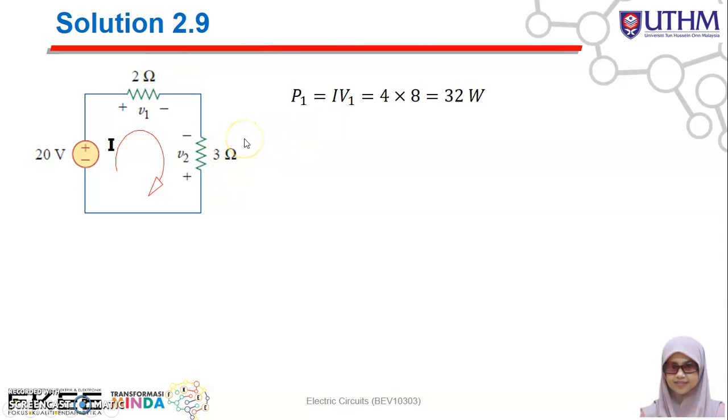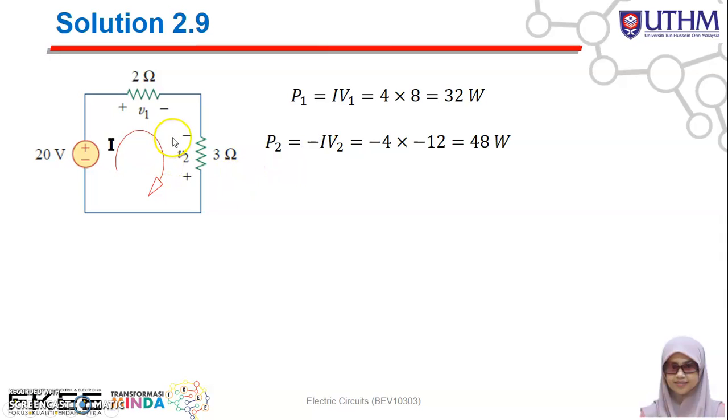Next, we need to calculate the power dissipated by each of the resistors. So in this case, you can either use the formula P equal to IV or P equal to I squared R or P equal to V squared over R. Okay. So in this case, I'm going to use P equal to IV. So P1 is equal to I multiplied by V1. From the previous slide, you know I is equal to 4 ampere and V1 is equal to 8 volt. So P1 is equal to 4 multiplied with 8. So you get 32 watt.